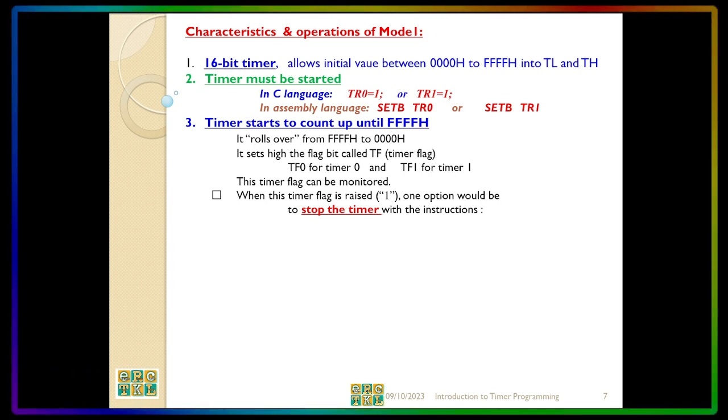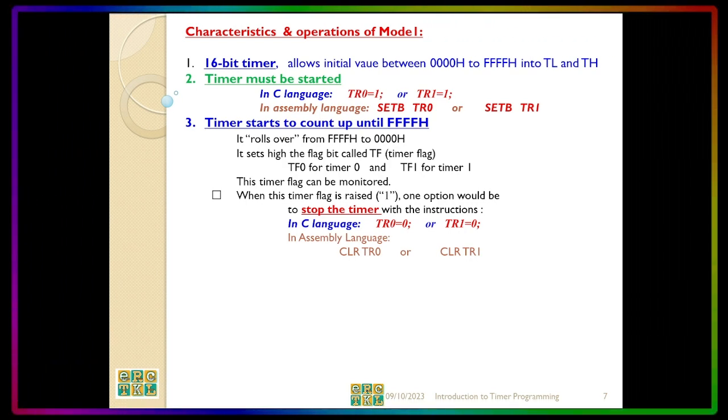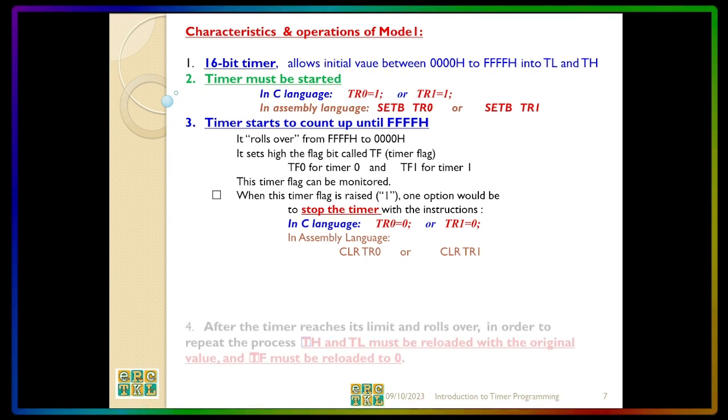When the timer flag is equal to 1, or raised, one option would be to stop the timer with the instruction in C language TR0 = 0; or TR1 = 0;. In assembly, we can do this by using CLR TR0 or CLR TR1. This is how to stop the timer in C language and in assembly language.